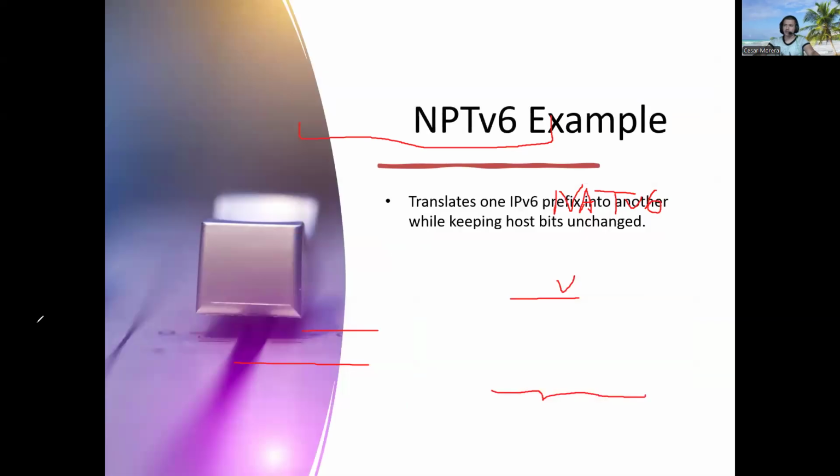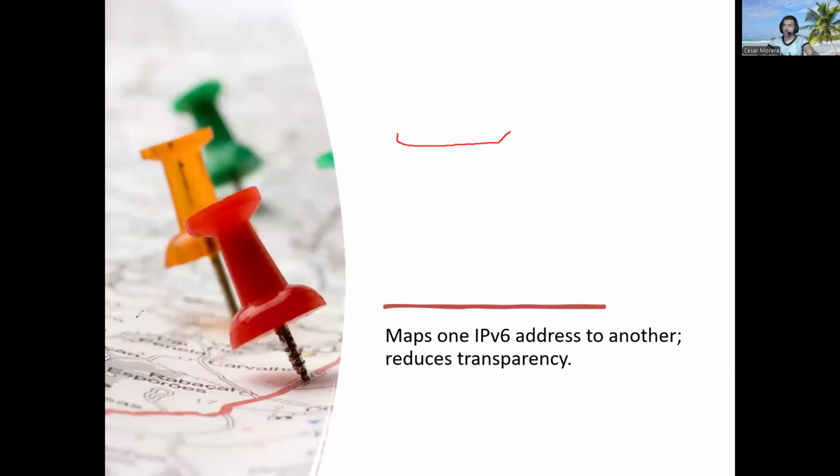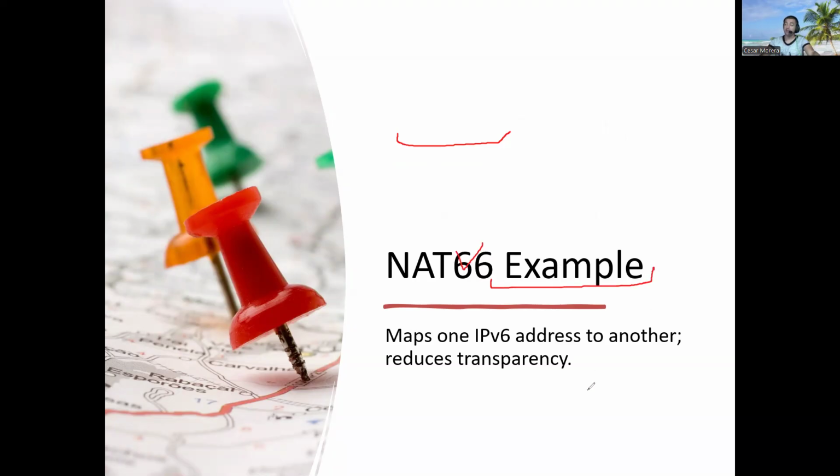Now, let me clear the board for a moment. What can be an NPTv6 example? It is basically when it translates one IPv6 prefix into another while keeping host bits unchanged. And what is a NAT66 example in this case? It maps one IPv6 address to another and it reduces transparency.